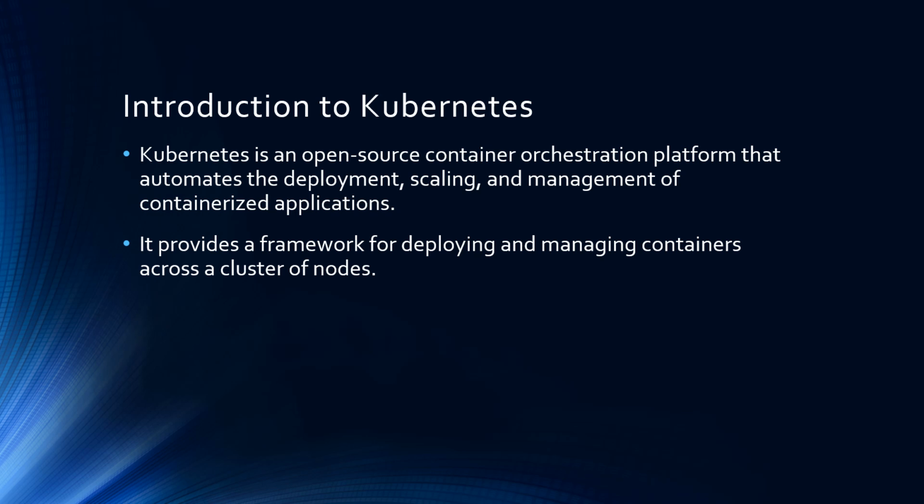What makes Kubernetes particularly powerful is its ability to automate the deployment, scaling, and management of containerized applications. Imagine having hundreds or even thousands of containers that need to work together seamlessly. Kubernetes makes this not just possible, but manageable. It provides a robust framework that helps you ensure your applications are running exactly as intended, across a cluster of machines that could be running anywhere, in your data center, in the cloud, or both.